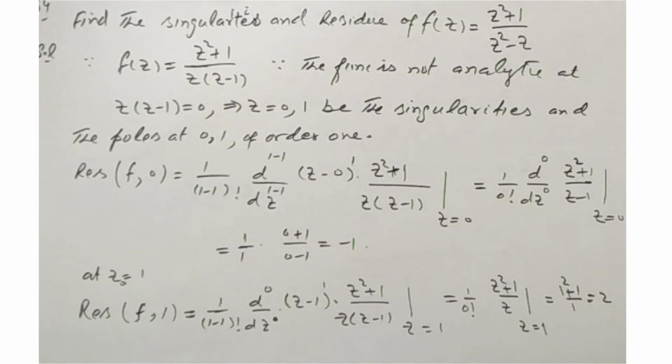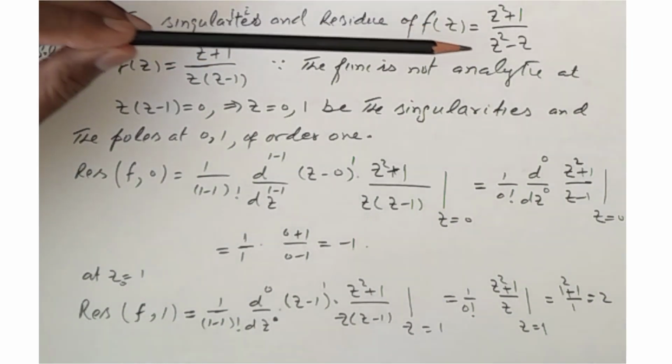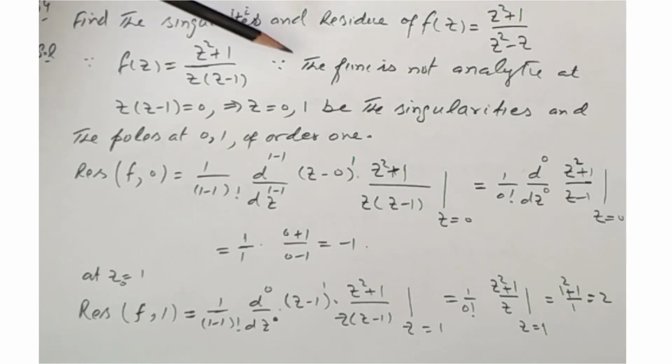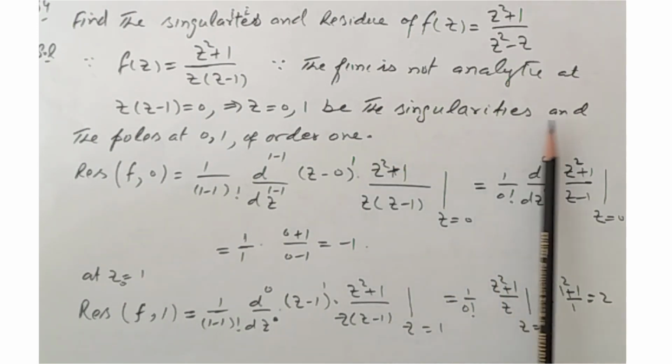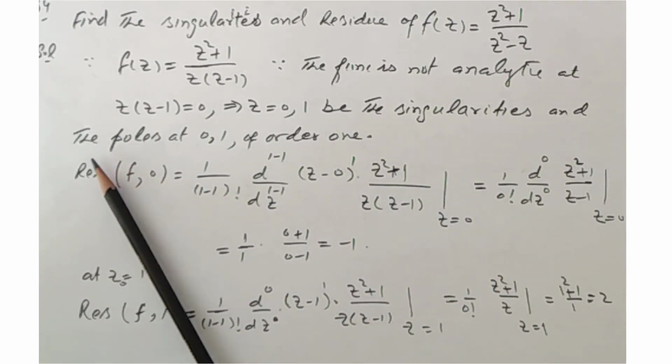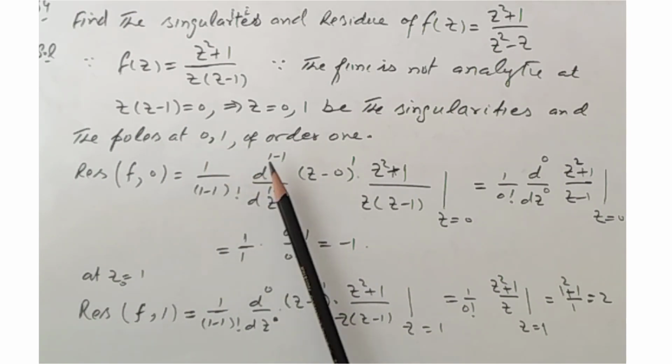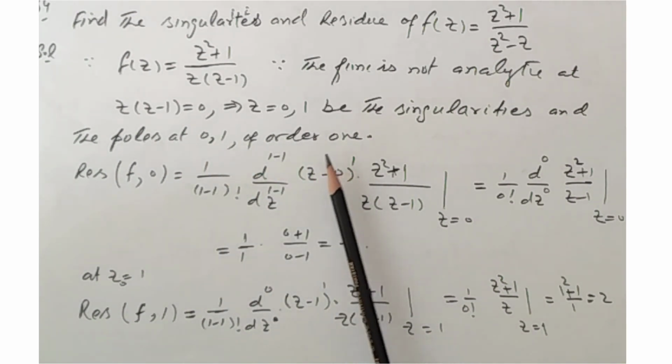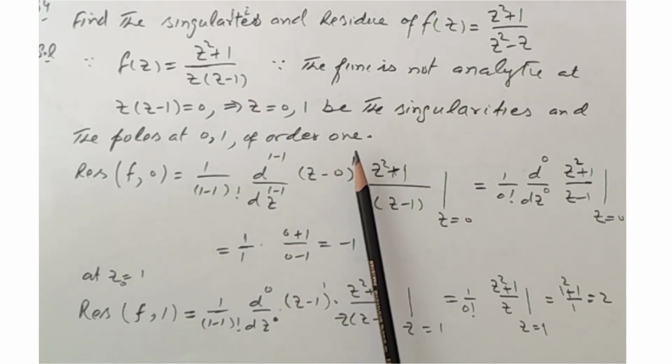Now question 4: find the singularities and residue of the function f of z equal to (z squared plus 1) over (z squared minus z). The function f of z equals (z squared plus 1) over z times (z minus 1). Since the function is not analytic when this term equals 0, the values z equal to 0 and 1 are the singularities, and they are poles of order 1. Here the power is 1, so we say it's order 1.